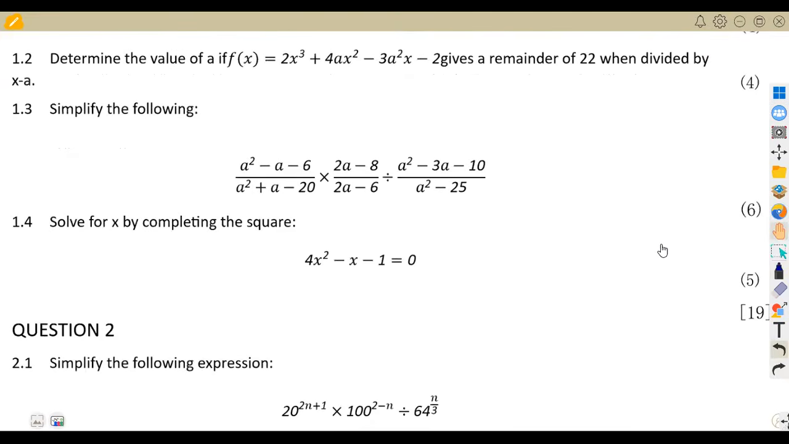All right, then 1.2. If we consider this part we are given on 1.2, we have got to determine the value of a in that case, okay? We're given to determine the value of a if f of x is equal to this expression that we are given. From there, it gives a remainder of 22. So take note, as we are told that it gives a remainder of 22 when divided by x minus a. All right. So this is it.